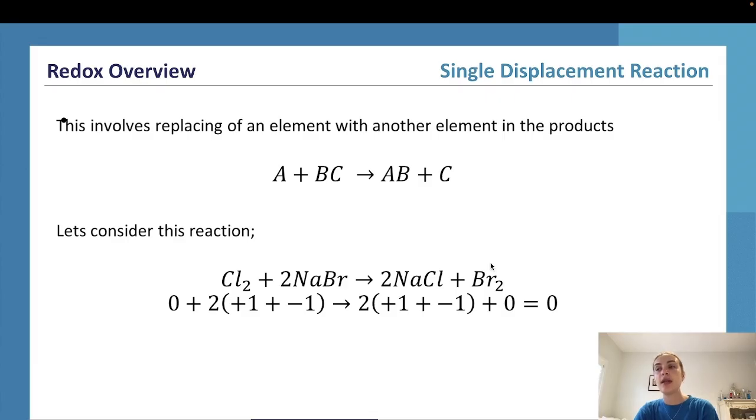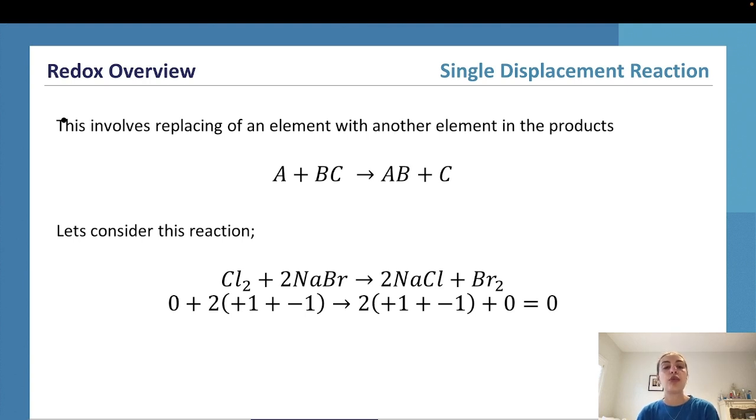When we look at bromine, bromine is going from -1 to 0, so each bromine atom is losing 1 electron, because it's going from -1 to 0, and we're remembering that electrons have a negative charge. And so that means that because bromine is losing an electron, it is being oxidized, and hence it is the reducing agent.